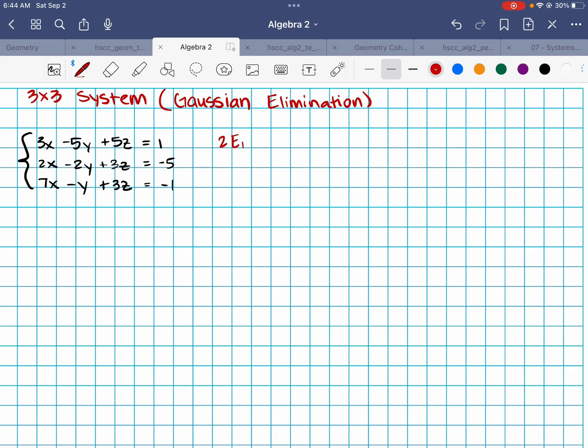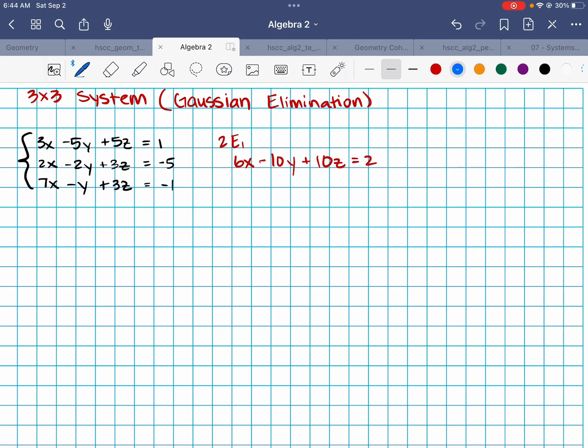So we have 2 times 3x, that's going to give us 6x. And then we're going to do 2 times negative 5y, that's negative 10y. And then we have 2 times positive 5z, that's going to give us positive 10z. And then we'll do 2 times 1, and 2 times 1 is 2.